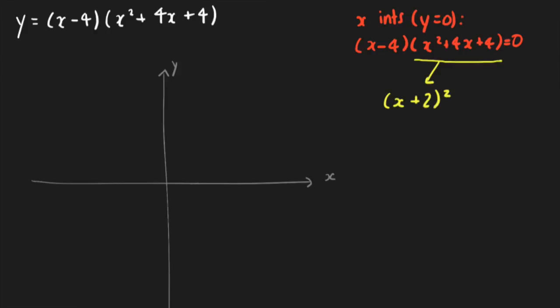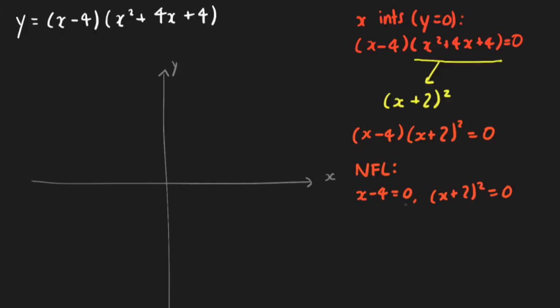And if you're not convinced of that, you can expand it yourself and see that when you expand this, it gives you that same thing there. So in other words, we can write this as x minus 4 times x plus 2 squared is equal to 0. Now, I'm going to use the null factor law again for this one. I'm going to show you the long way of doing things. So either x minus 4 is equal to 0 or x plus 2 squared is equal to 0, right? Solve both of these for x, we get x equals 4.